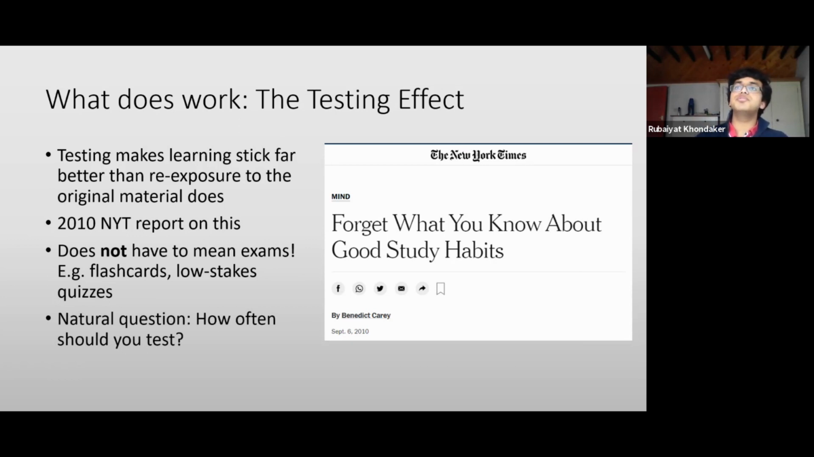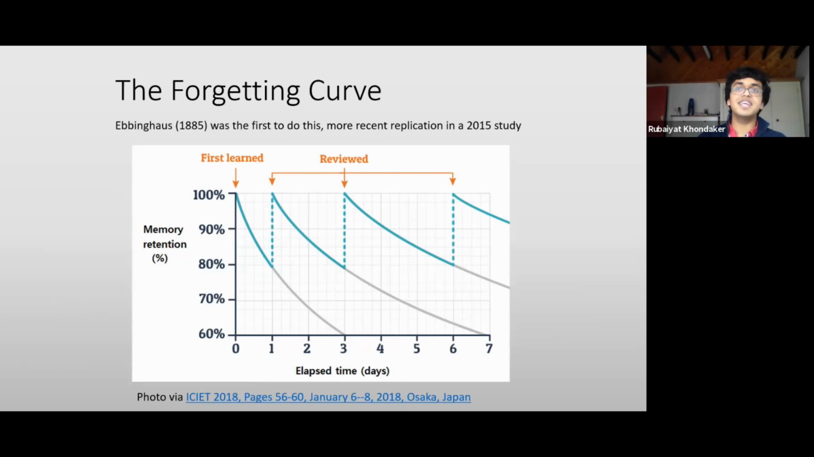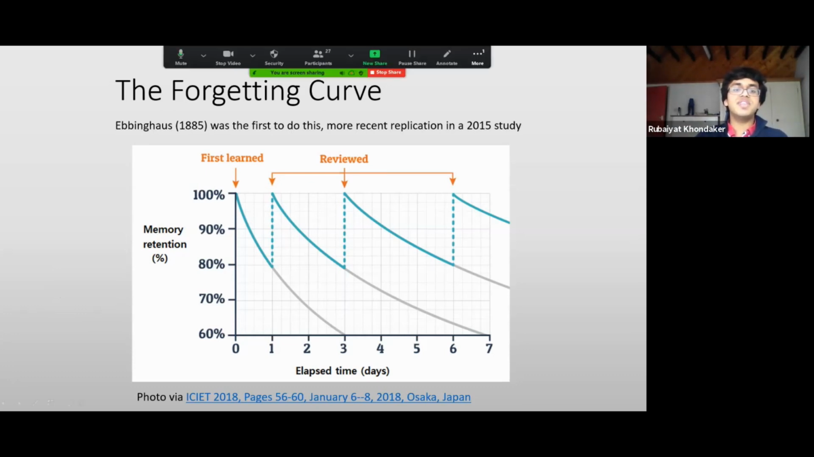This is the part which most people don't seem to know about, the forgetting curve. So there was a German psychologist called Ebbinghaus, who all the way back in 1885 was the first one to do this. And psychologists have been pulling these curves for a while. There was like a recent replication of this in a 2015 study, I think. And the idea is that when you first learn a piece of information, your retention of that information, which is the ease with which you can recall it, decays exponentially. So maybe after like a week, you like remember like a very small amount of it, maybe like 30% or something. But if you test yourself on the information and review it, that decay slows down.